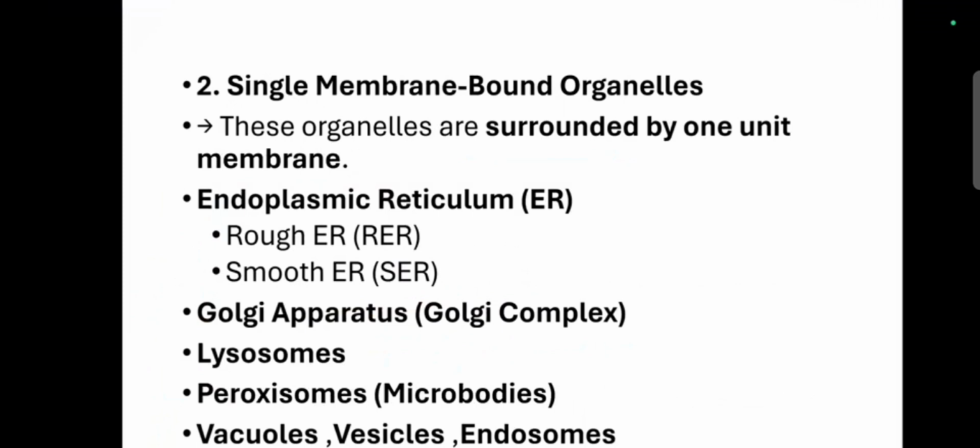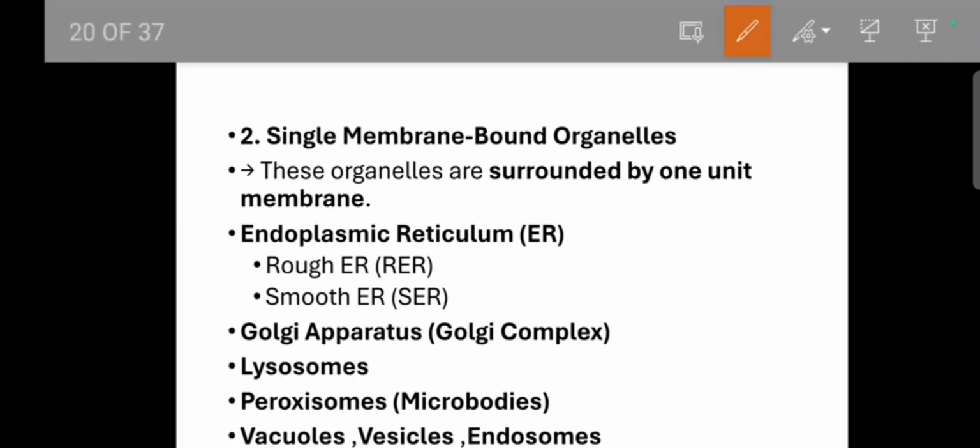The second one we see are the single membrane bounded organelles. Which ones are the single membrane bounded organelles? These are surrounded by one unit membrane, a single unit membrane around them. The first one is the endoplasmic reticulum, ER. Both the rough endoplasmic reticulum and the smooth endoplasmic reticulum have a single membrane around them.